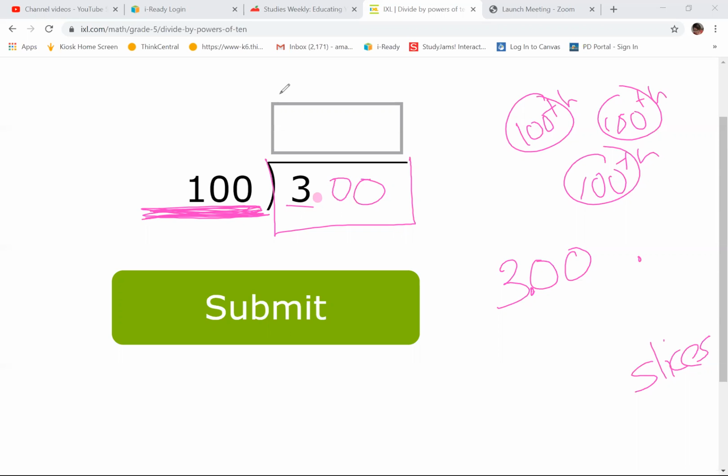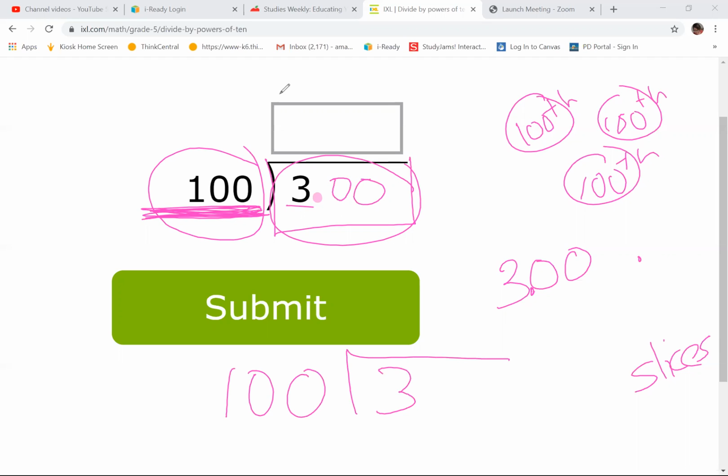But the question now is, if I have 300 slices and 100 people, that's a whole new problem, isn't it? 100 into 300. Now, you guys know that answer right away, don't you? 100 into 300. So how many hundreds are inside 300?